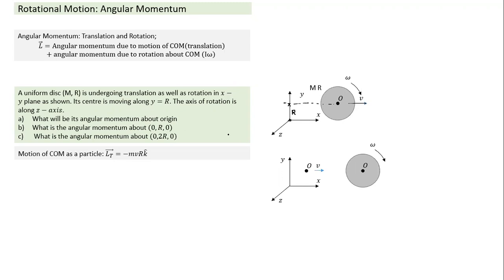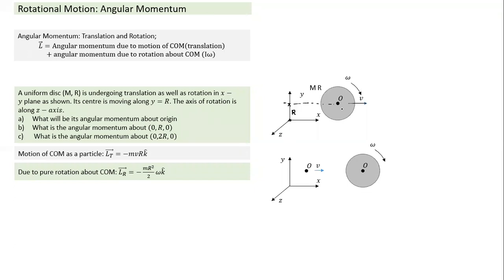Negative sign because it is clockwise. Okay, and this is due to translation. How about due to rotation? It is having angular velocity omega. And about which point? When we take rotation, it's always about center mass.